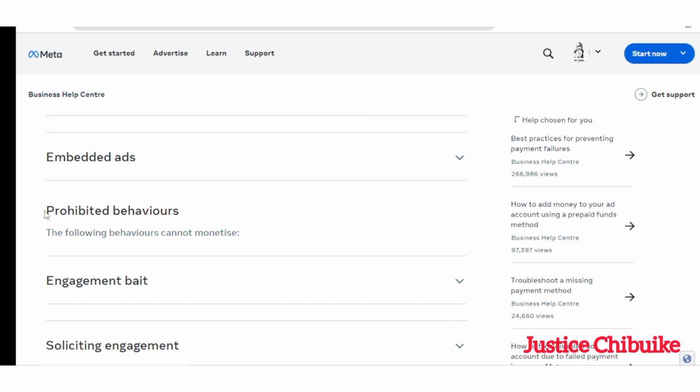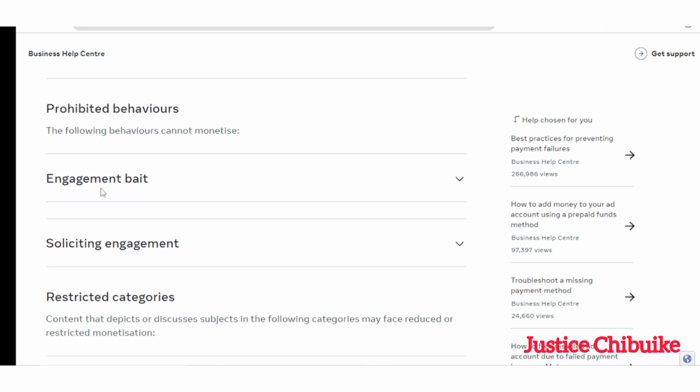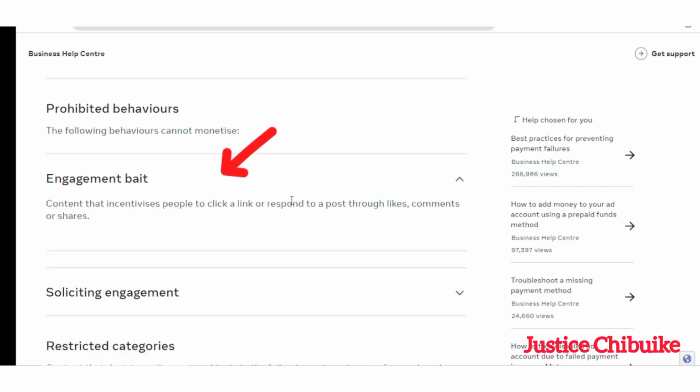Here, these prohibited behaviors are very sensitive, and Facebook doesn't joke with prohibited behaviors. So these are the following behaviors that cannot be monetized. Engagement bait. I already highlighted this before.